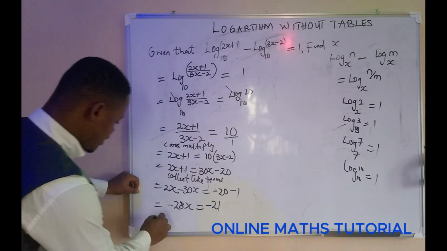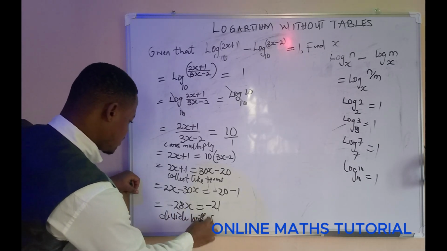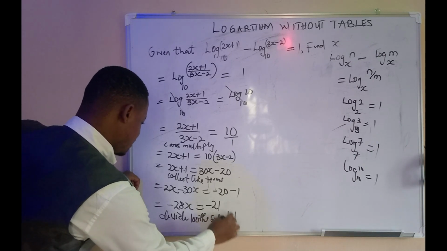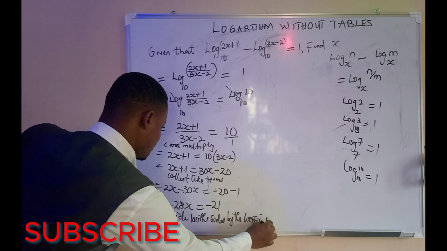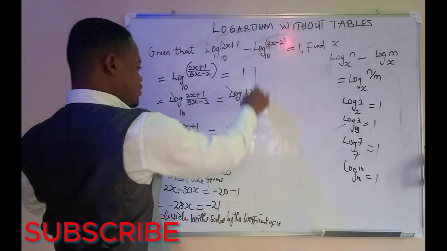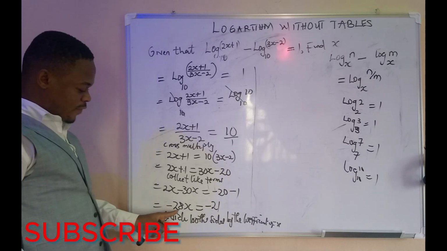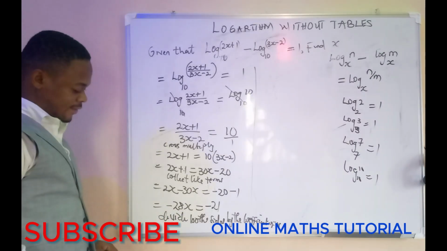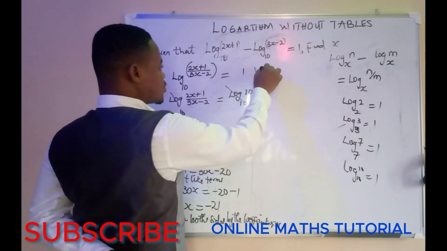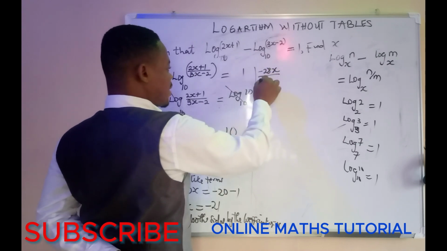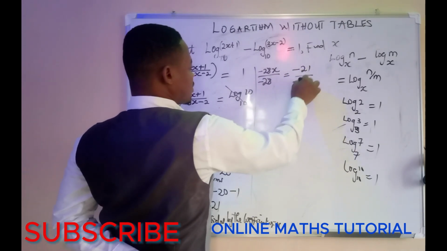The next thing we do here is to divide both sides by the coefficient of x. The coefficient of x here is minus 28. So we use minus 28 to divide both sides. So we have minus 28x divided by minus 28 equals minus 21 divided by minus 28.